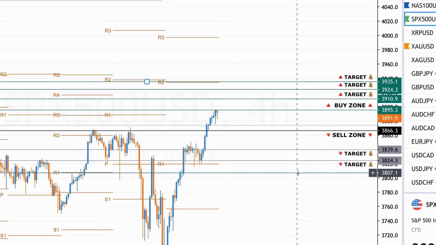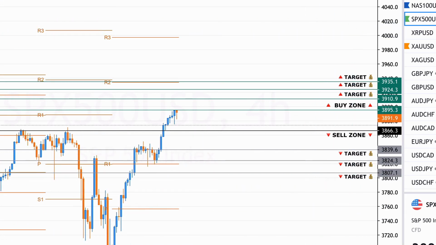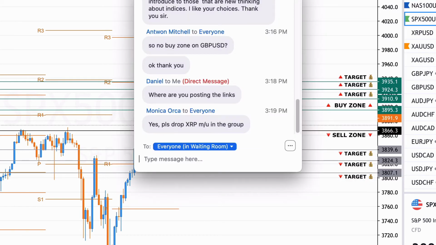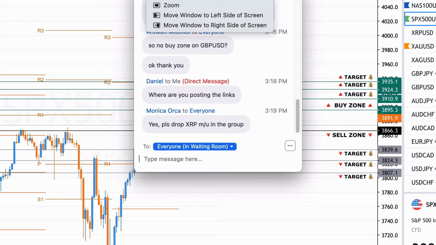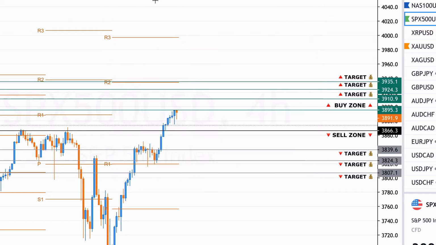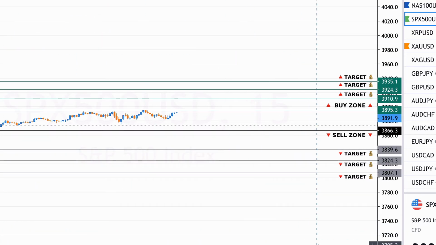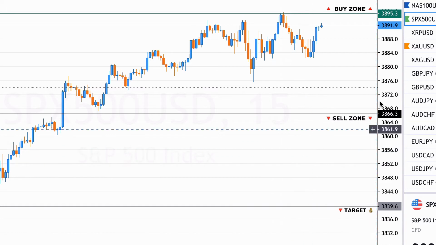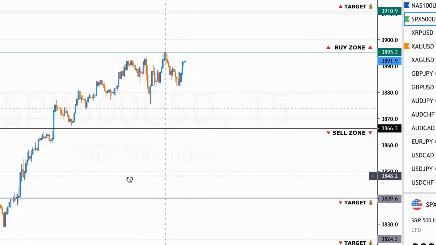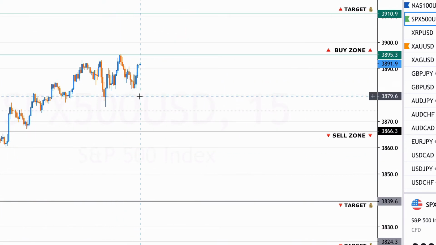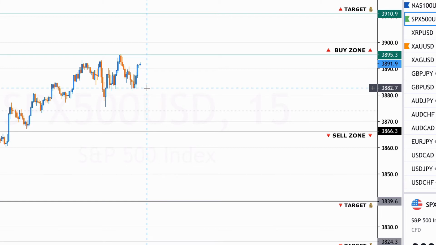Sell zone is set. All right, I'll post Ripple in the group. So this is SPX. Drop down to the 1 hour, 15 minute, all of those. See, when we drop down, you get different areas. So this would be a sell zone right here. Actually, you can get one here too.